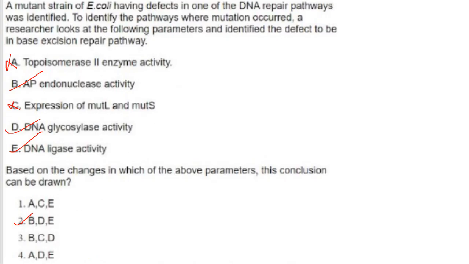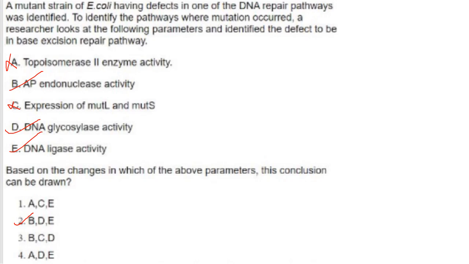Then next one. A mutant strain of E. coli having defects in one of the DNA repair pathways was identified. To identify the pathways where the mutation occurred, a researcher looks at the following parameters and identified the defect to be in the base excision repair pathway. Based on the changes in which of the above parameters, this conclusion can be drawn.